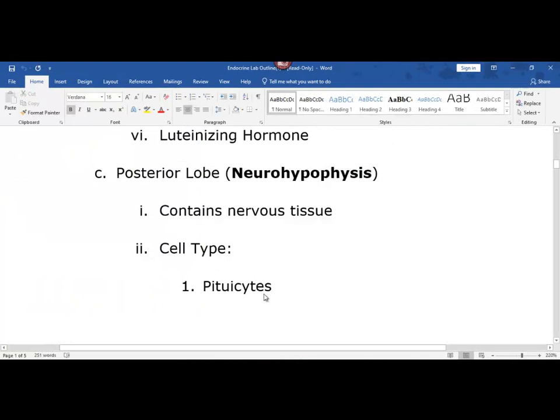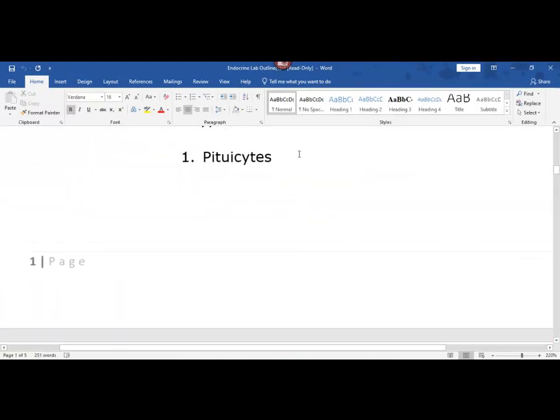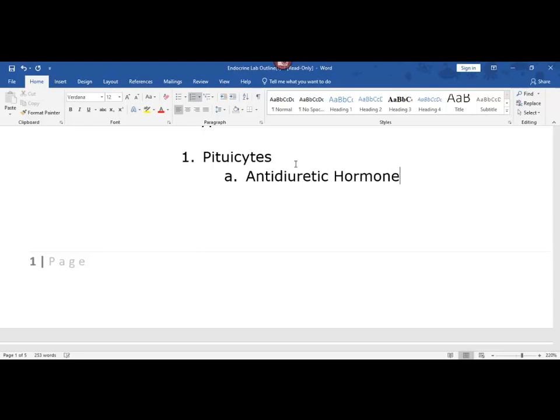There are two hormones released from the posterior lobe. It's anti-diuretic hormone, or ADH. And the other one is oxytocin. I'll make sure I don't have 4 pints of coffee before I do this.